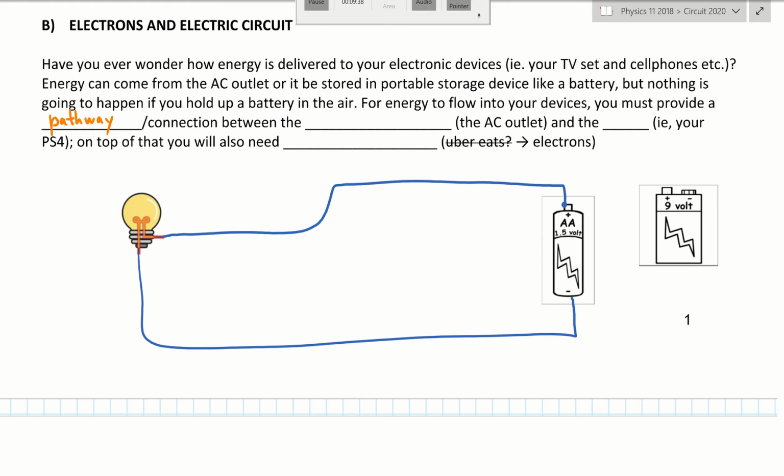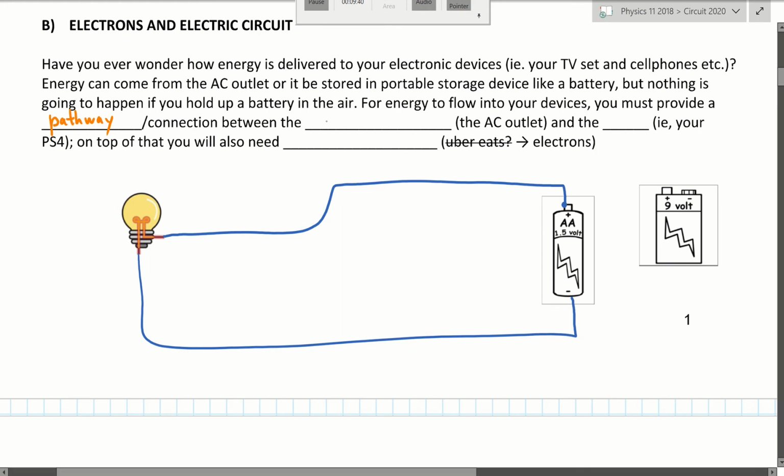So first we need a pathway. Second, we will need a power source. We will need an energy source. Now, the energy source is the item that's providing the energy. So in this case, the energy source is the battery itself. Or the AC outlet. It could be the AC outlet if you're plugging it in instead of using a battery.